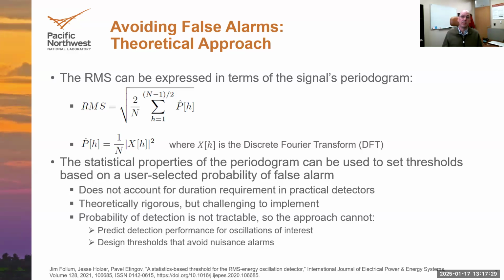And the biggest challenge with this one, which I'll talk more about later, is that you can set a limit on the probability of false alarm, but we can't say anything about probabilities of detection. That means we can't say what the probability is of detecting an oscillation that you are interested in. It also means that we can't set thresholds to avoid nuisance alarms. And so there's the drawback there.